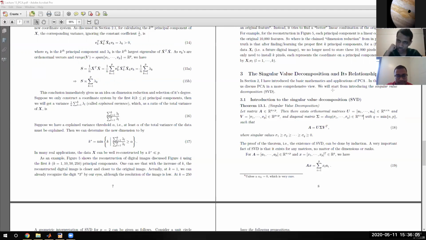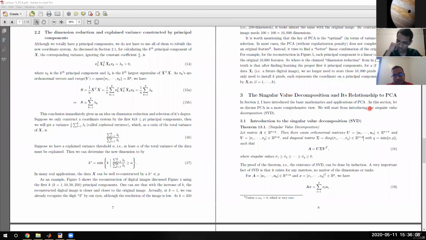In some books, including the ESL, I don't know why, but the authors define U to be N by P, sigma to be P by P, and V to be P by P again. I personally dislike it, and luckily the Bible also supports me. In the Bible, or in most professional matrix computation books, you're going to see the singular value decomposition defined in this way. The way they define it is called a thin singular value decomposition, which is very rare. So I even didn't mention it in my lecture notes here. I would strongly recommend you use this notation.